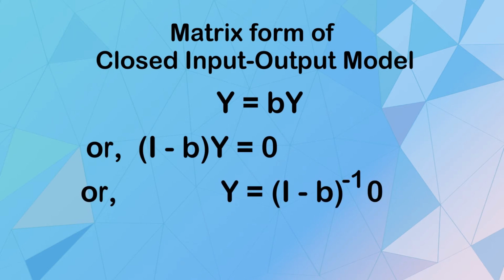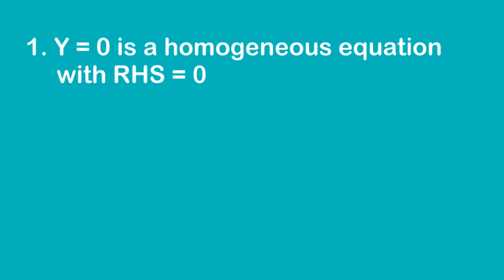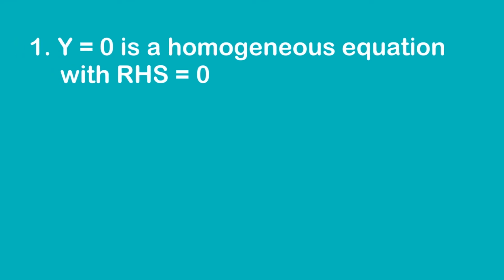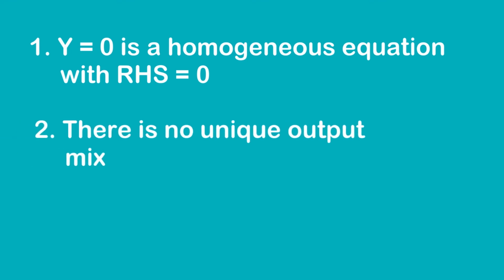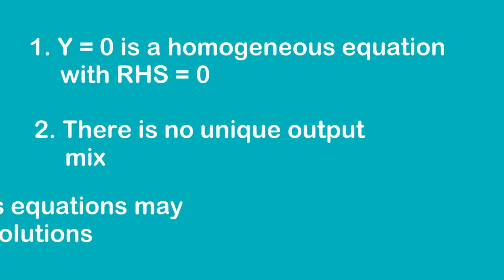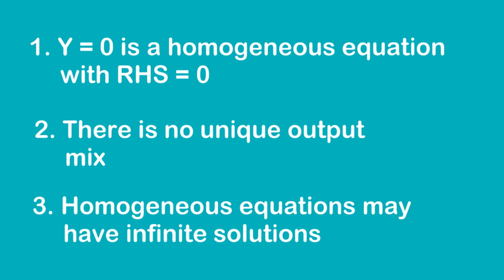Simplifying, we get Y minus BY is equal to 0, or (I minus B) Y is equal to 0. Note that (I minus B) inverse may not be equal to 0. Therefore, Y equal to 0 does not mean that outputs will be 0. This is a homogeneous equation with right hand side equal to 0. In such cases, no unique output mix exists for the industries. In other words, a homogeneous equation may have an infinite number of solutions.